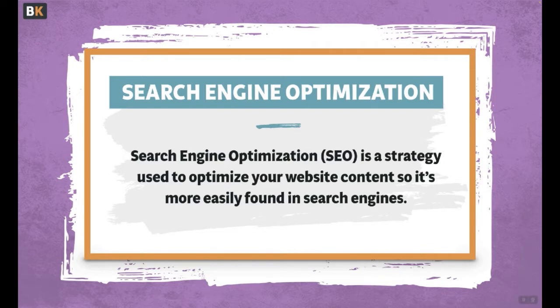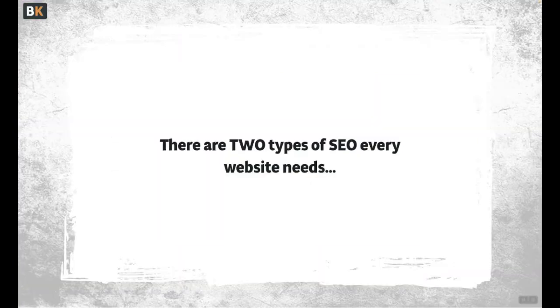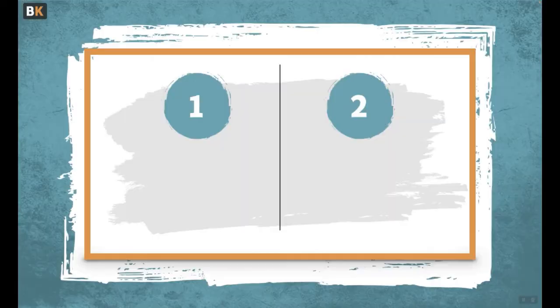Search engine optimization, or SEO, is a strategy used to optimize your website content so it's more easily found on search engines. So when people are searching for a specific topic that you cover using Google search, you want to be able to show up in the search results, and SEO is going to help you do that. There are two types of SEO every website needs. First, there's on-page SEO, and then there's off-page SEO.